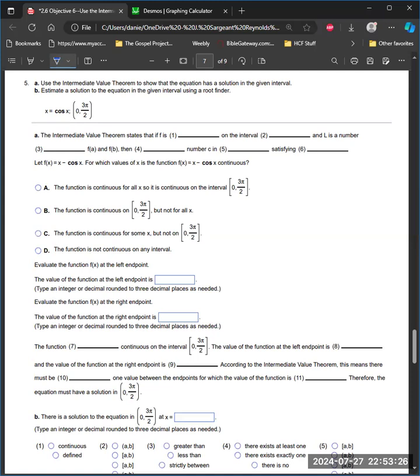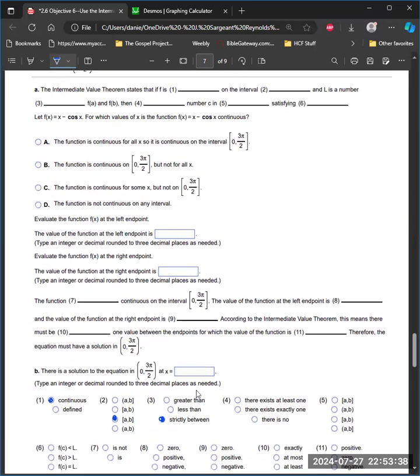So again, we need to make sure that it's continuous on A to B, that the value we're looking for is strictly between f of A and f of B. Then there exists at least one C value on the open interval from A to B, such that f of C is equal to L. The function is continuous for all x, so it's going to be continuous on the interval from 0 to 3 pi over 2. That's A.